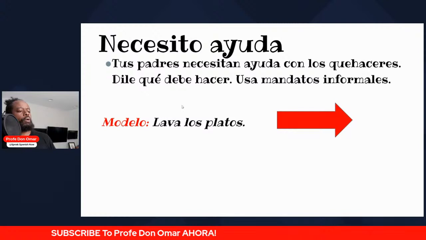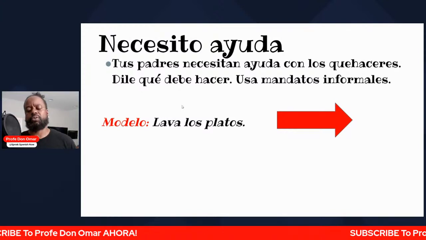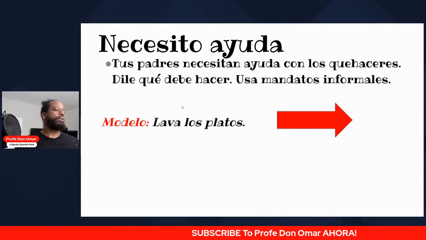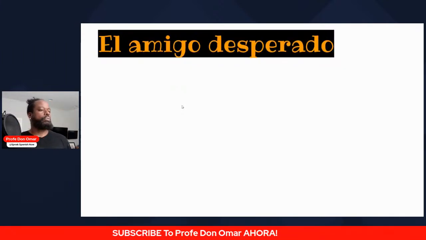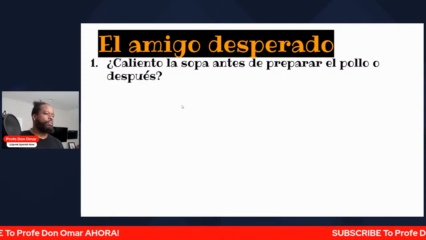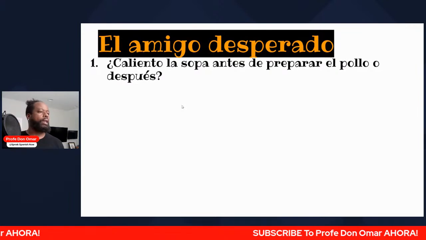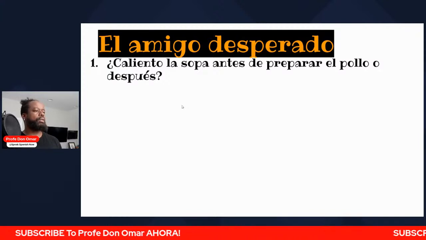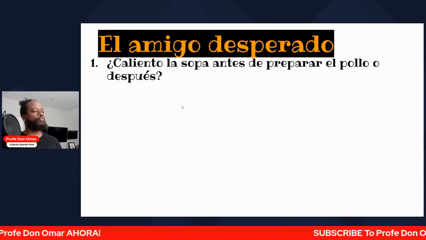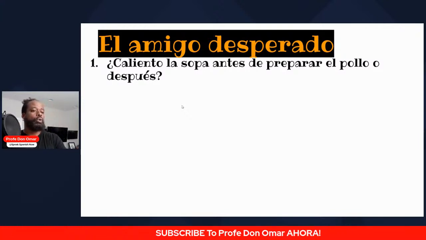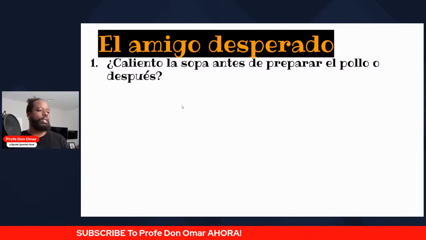Aquí tenemos el ejemplo, all right? Un modelo, lava los platos, right? Wash the dishes. That's what they're telling you, right? Wash the dishes. All right, so now let's take a look here at an example of an activity con las preguntas. All right, so el amigo desesperado, all right? So this friend has no clue what to do. So they're asking you to give them the command on what they need to do.